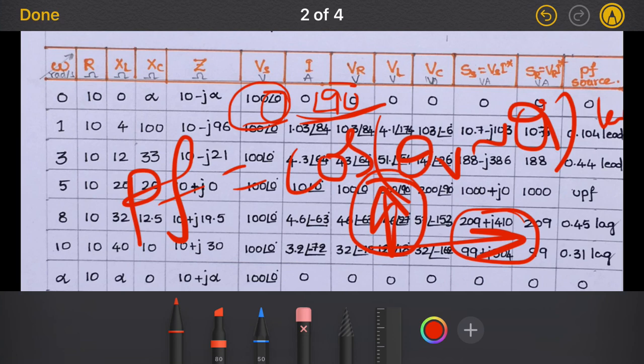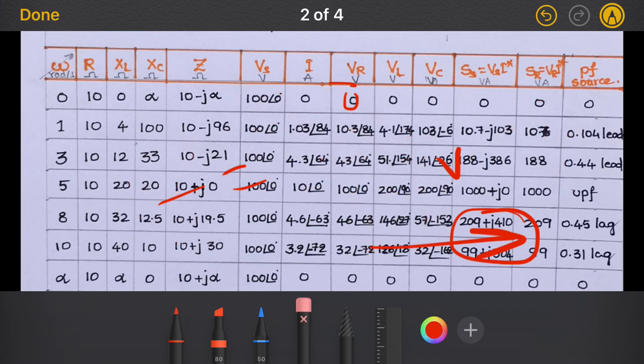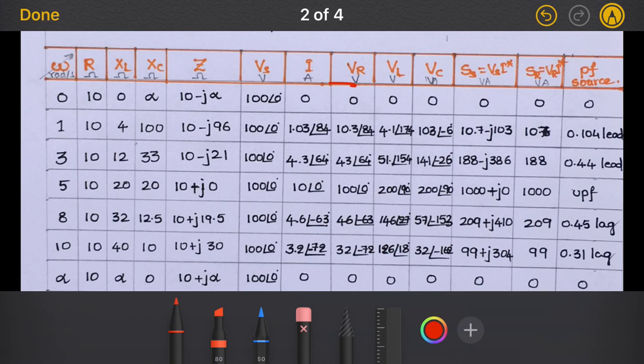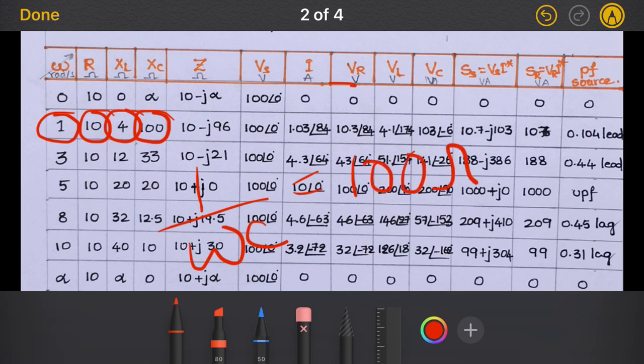Fine. And when the frequency is 1 radian per second, the second case: when the frequency is 1 radian per second, again the resistance value is 10 ohm, and the inductive reactance value is omega L, 1 into 4, that is 4, and the capacitive reactance you will get as 1 by omega C. So if you substitute the omega value 1 radian per second and C equal to 0.01, then you will get this value equal to 100 ohms.